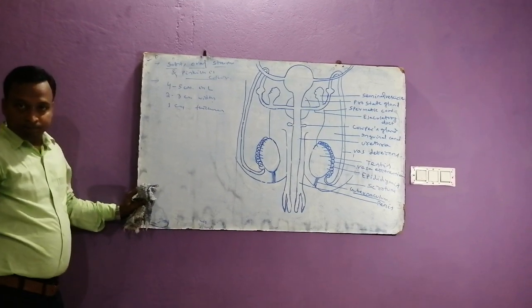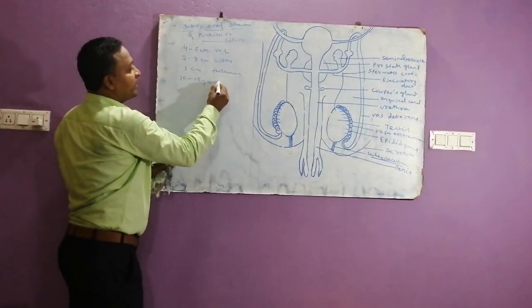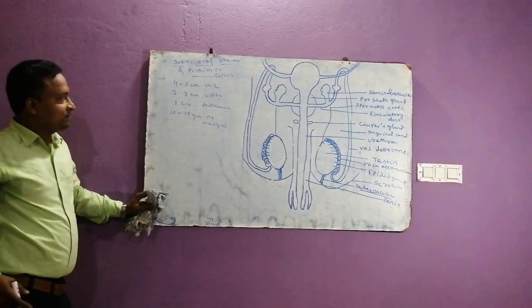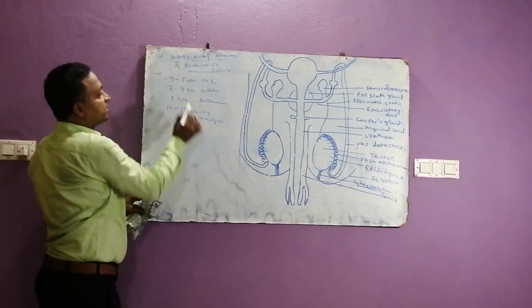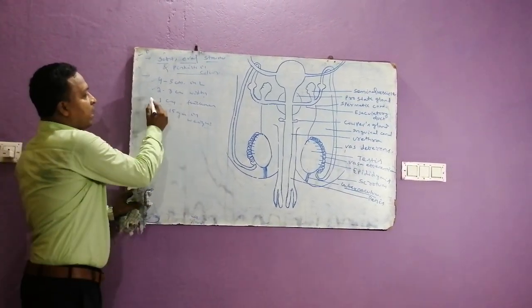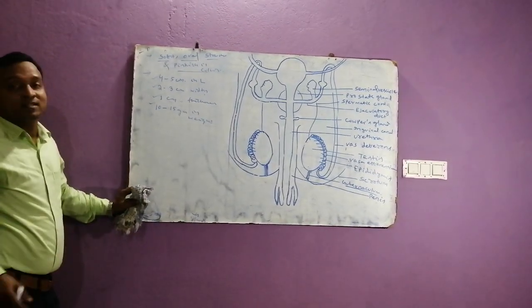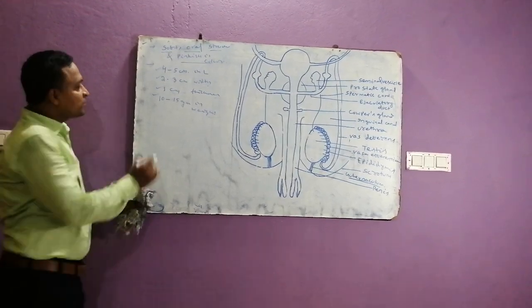And 10 to 15 grams in weight. So length is 4 to 5 cm, width is 2 to 3 cm, 1 cm in thickness, weight is 10 to how many grams? Yes, 15 grams. Are you ready for the next one?